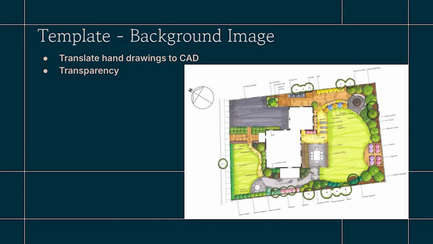The image you see on this slide is called the Master and Garden Plan, and we used it as a template to create a landscape CAD drawing. Using different templates such as this one, you're able to translate hand drawings to computer-aided design softwares such as AutoCAD.